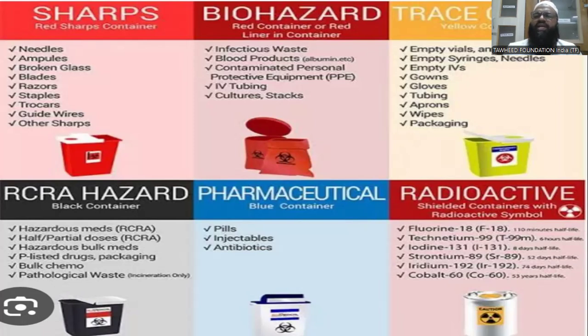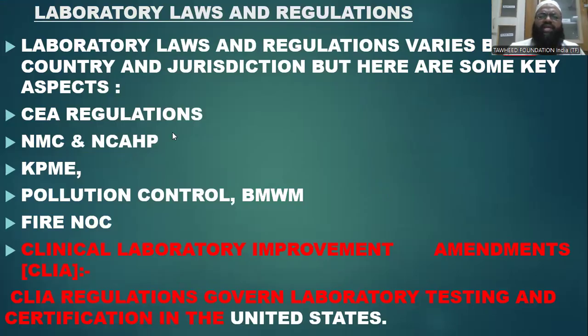And coming to the yellow container: empty vials, ampoules, empty syringes, needles. Coming to the phlebotomy area, where we are going to use syringes and needles, before throwing them we need to check whether it is going into the yellow container or red container, and we need to follow the guidelines of the Pollution Control Board, biomedical waste management rules. Pharmaceutical, radioactive, whatever it may be, as per guidelines, we need to put in a container.